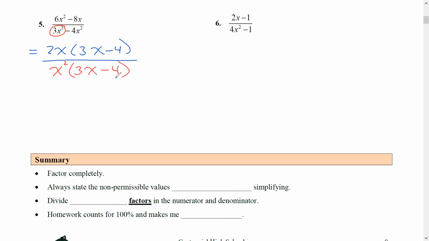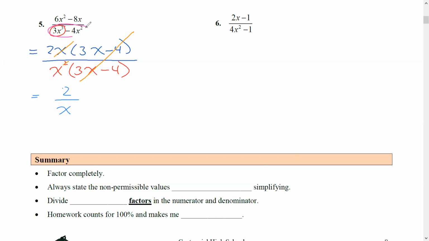And I get the feeling I'm doing this right because look at, I see 3x minus 4 and 3x minus 4. Look at that. I can divide those things. And x over x squared, well, I can divide those. So what are we left after all of this division? 2 over x.